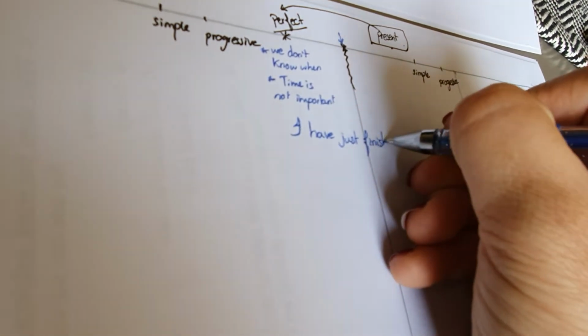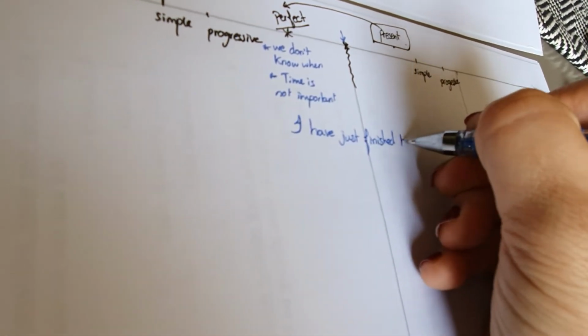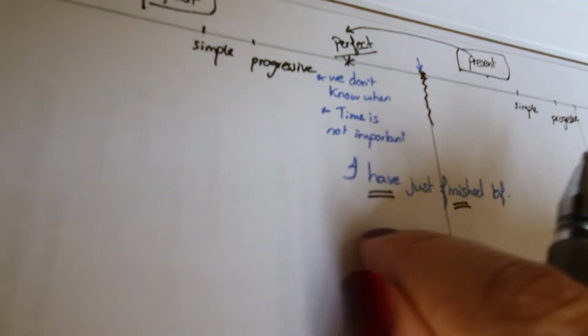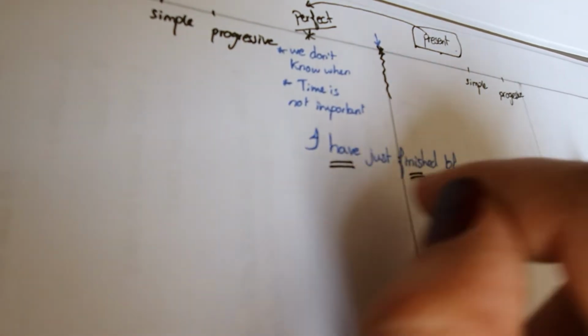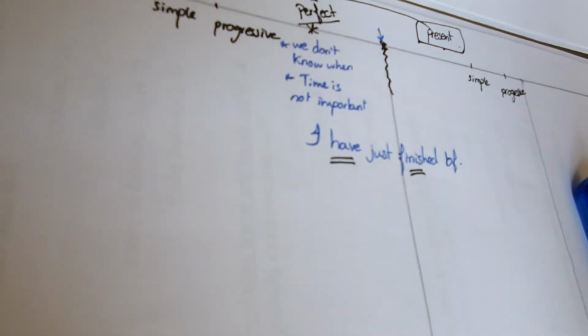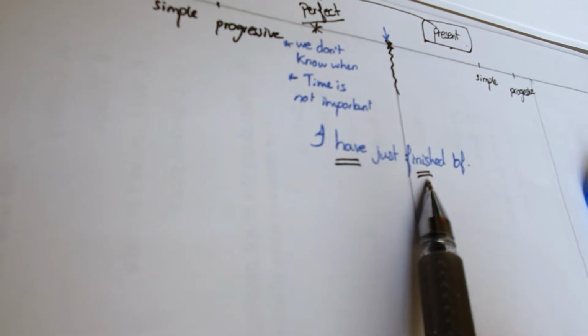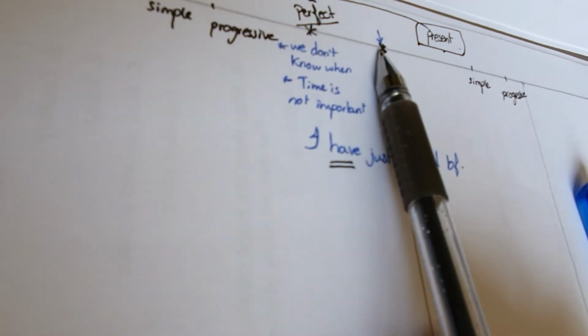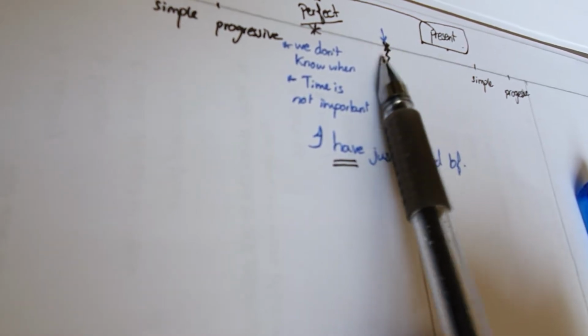finished my breakfast. I have finished. I have just finished it now. Is the action still happening? Are you still eating? No, you're not taking your breakfast. You have just finished it. So it is not a present, but it's not a past. It is recent past. It is 1 minute before now.